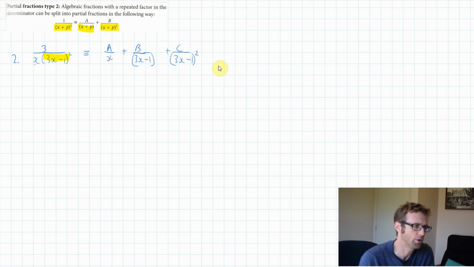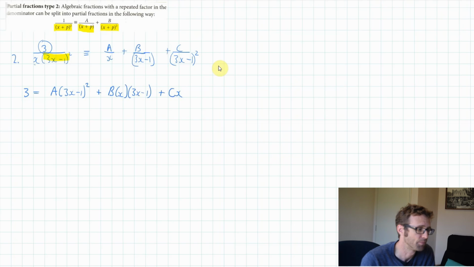Now we've just got to figure out how we get this numerator. Well, we do it by cross multiplying. So we're going to have 3 as our answer in the numerator. That's this bit here. And how do we get that? Well, we're going to multiply a by 3x minus 1 squared, because a is already over x, so it just needs this last bit here to have the correct denominator. B is going to be multiplied by x and then 3x minus 1, and that will give it the correct denominator. And c will simply be multiplied by x.